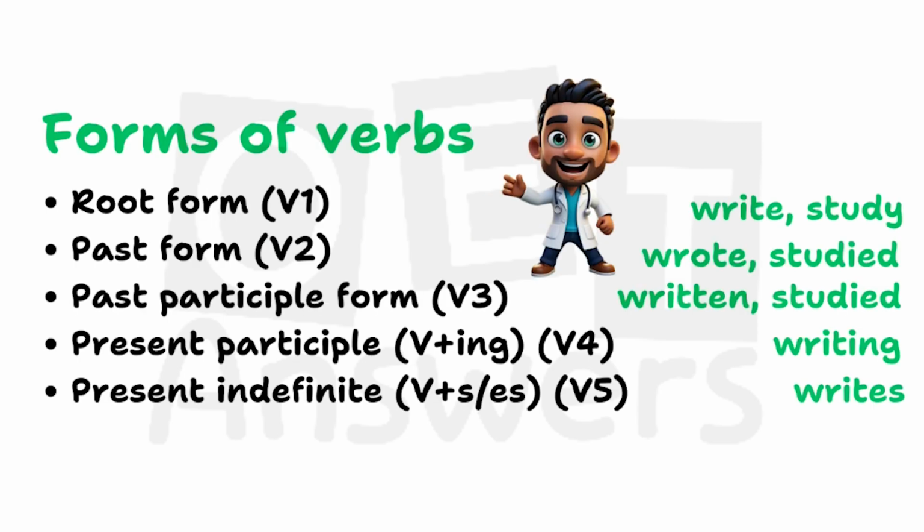So the first form, V1 form, we will call the root form. Okay, so root form or base form or V1 form. So this is the first form. It is the simplest form of a verb, and it can be used in dictionaries. You might have seen these words in dictionaries like write, take, study, run, go. These are the things.